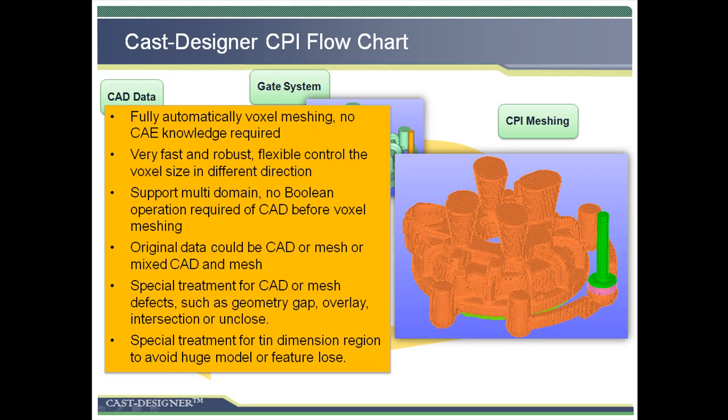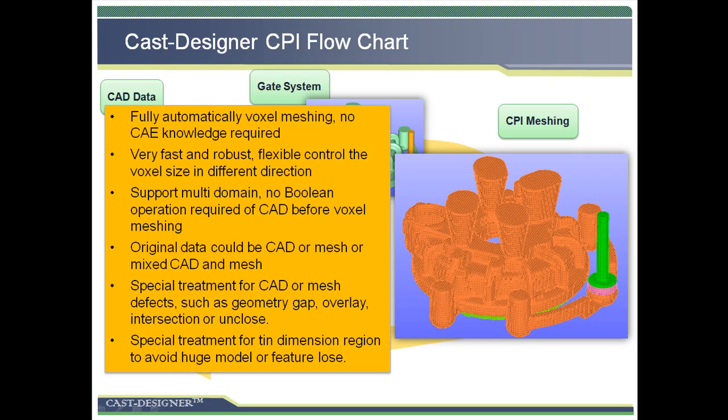Cast-Designer supports multi-domains. This is a breakthrough technology in the meshing process. With this technology, the CAD model does not need a Boolean operation or assembly operation before meshing. This can save a lot of time for the designer.